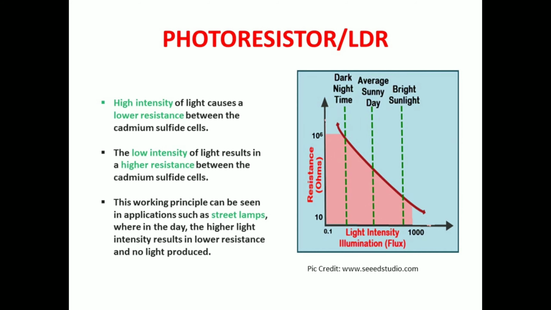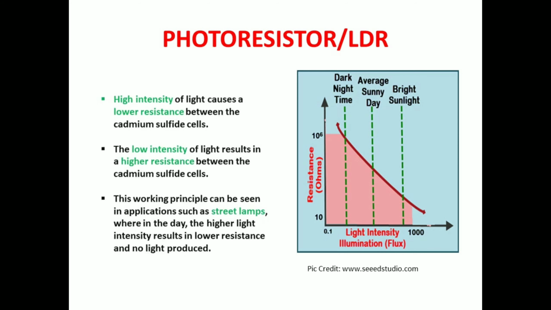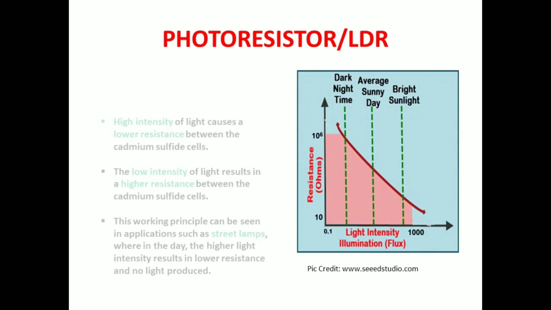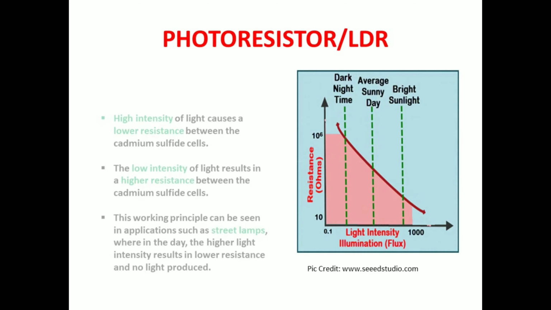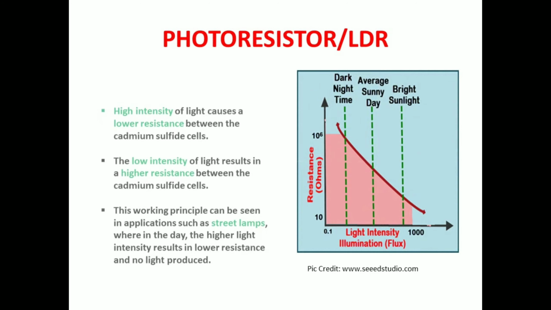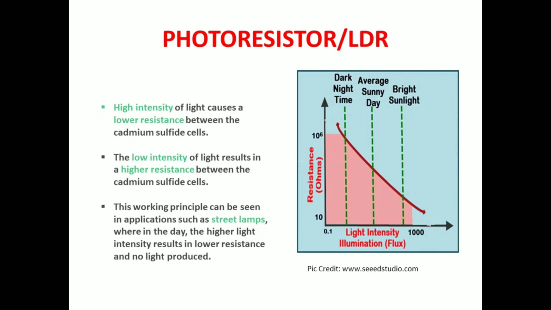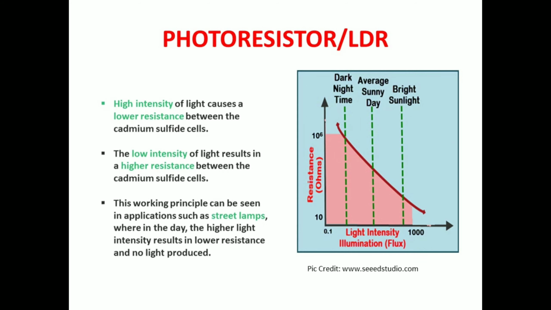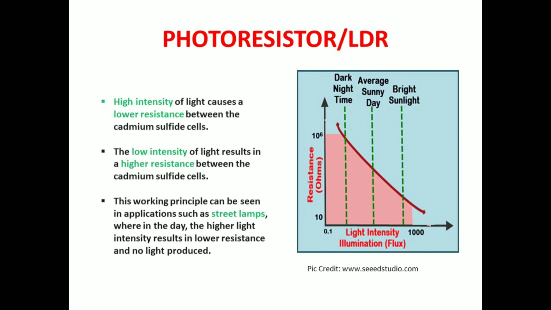We can see in the figure, high intensity of light causes a lower resistance between the cadmium sulfide cells, and low intensity of light results in a higher resistance between the cells. This working principle can be seen in applications such as street lamps, wherein during the day the higher light intensity results in lower resistance and hence no light is produced.